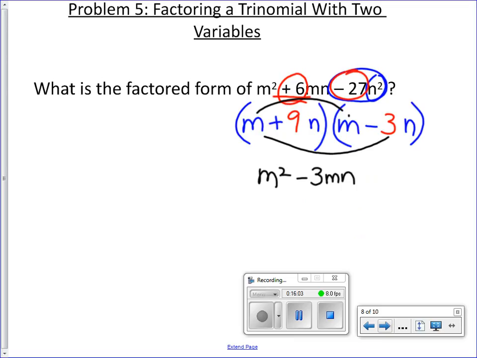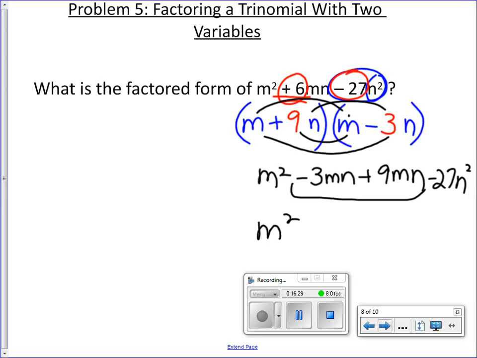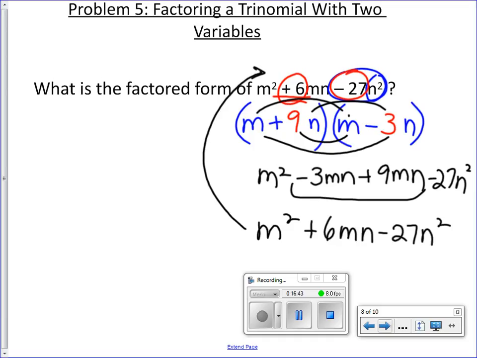Notice we generally put our variables in alphabetical order. Our inner term, positive 9n times m, would be a positive 9mn. And multiplying our last terms together, 9n times negative 3n would be a minus 27n squared. And then combining our outer and inner term, negative 3mn plus 9mn would be a positive 6mn minus 27n squared. And you can see that we get exactly what we started with.